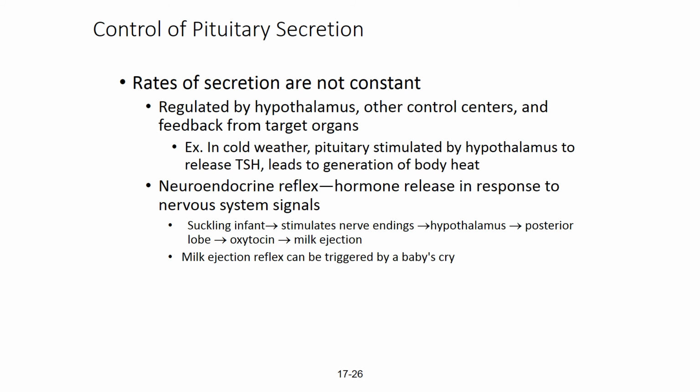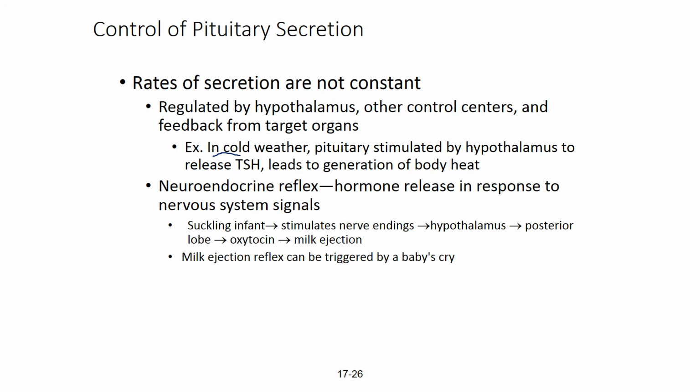So some of the other little things we're going to talk about are the rates of secretion. They're not always constant. The body is going to adjust its secretions based upon what's going on outside. And also we're going to get feedback from target organs. Your brain gets feedback from target organs.